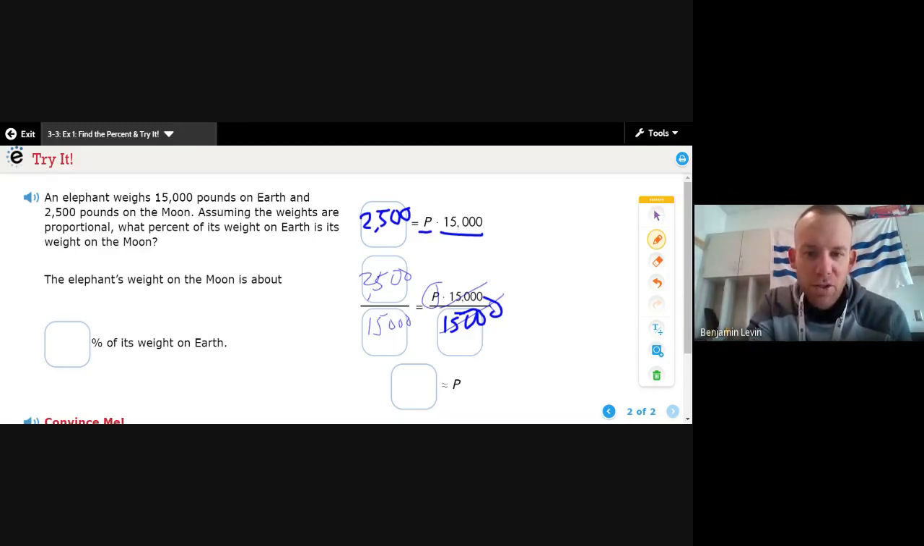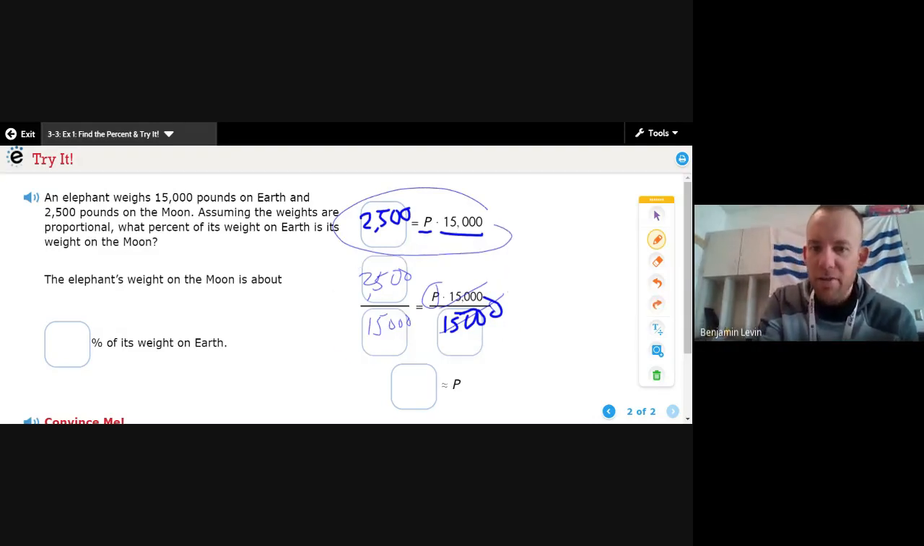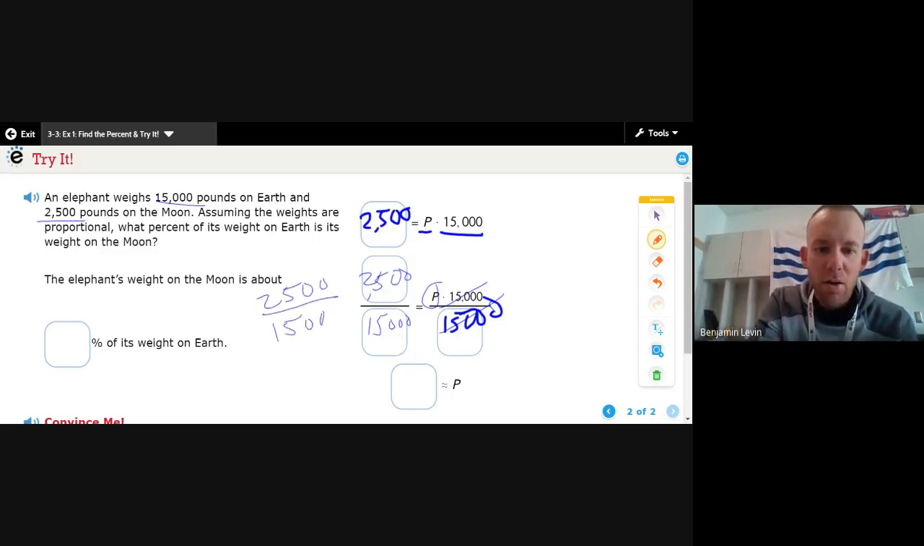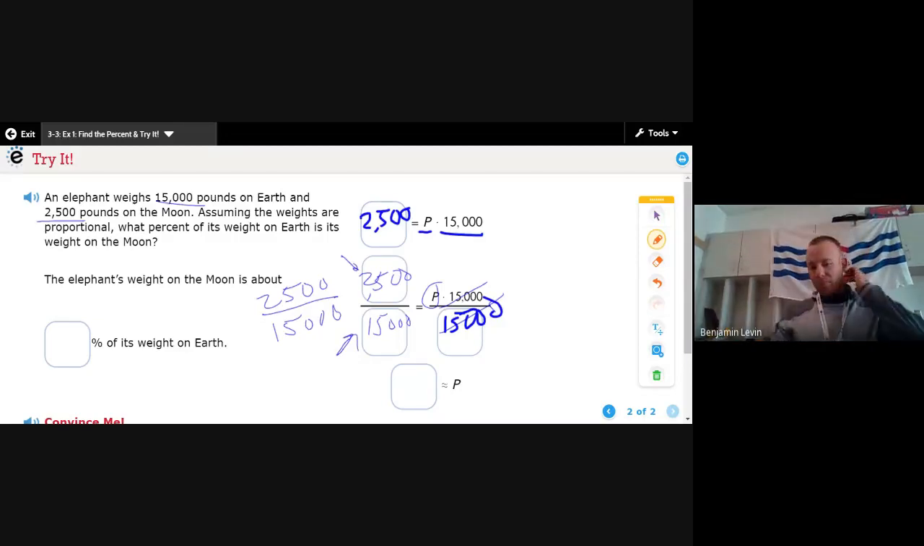Once you get good at this, you'll be able to skip this step with the canceling out and everything. You'll just be able to look at this and say, okay, part, whole. I need to do part over whole. 2,500 is the part and 15,000 is the whole, which is what we got right here, right? So all we need to do is bring up the calculator. 2,500 divided by 15,000 will give us the correct answer.